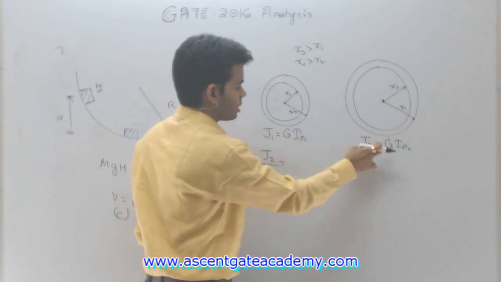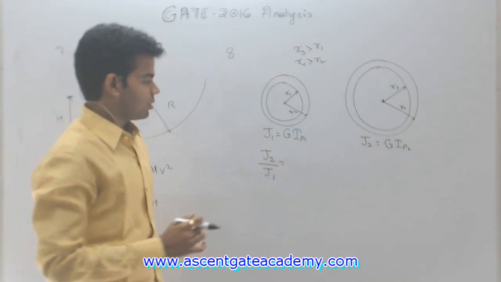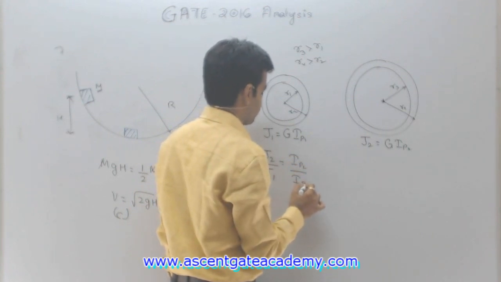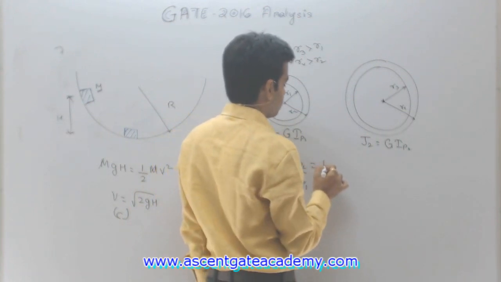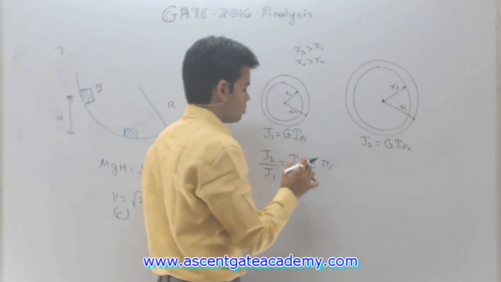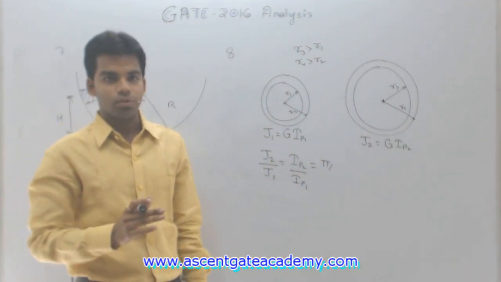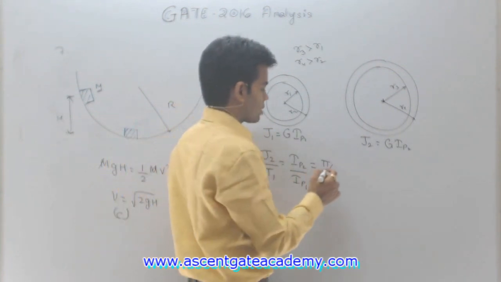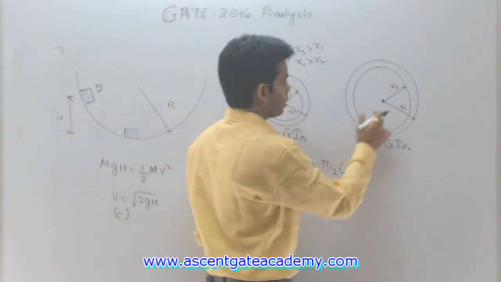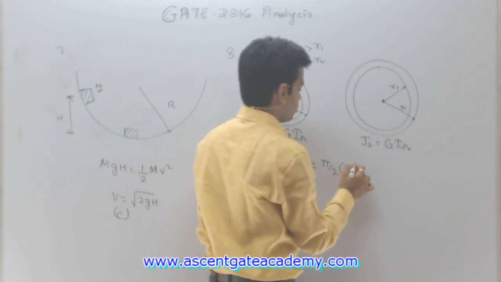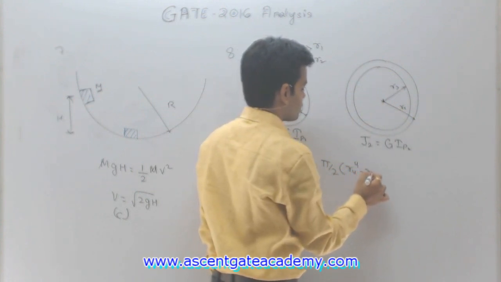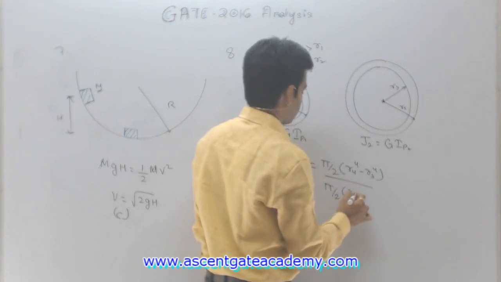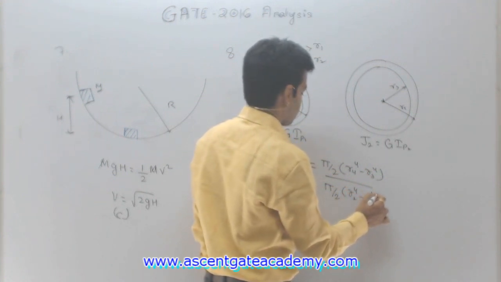The material is the same, that means G will be the same, and G will get cancelled out. J2 by J1 will be equal to IP2 by IP1. What is this IP? Polar moment of inertia, which is pi by 32 into (d outer raised to power 4 minus d inner raised to power 4), and in terms of radius it will be pi by 2 into (R4 raised to power 4 minus R3 raised to power 4) upon pi by 2 into (R2 raised to power 4 minus R1 raised to power 4).